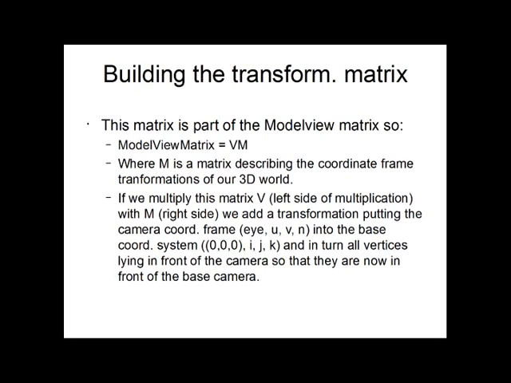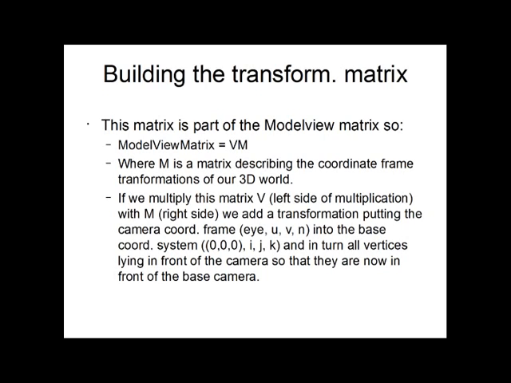So the model view matrix is basically viewing times model, where M is the matrix describing the coordinate frame of our 3D world, the local coordinate frame that we're drawing into, where we want to take our drawing space and translate it and scale it and rotate it.